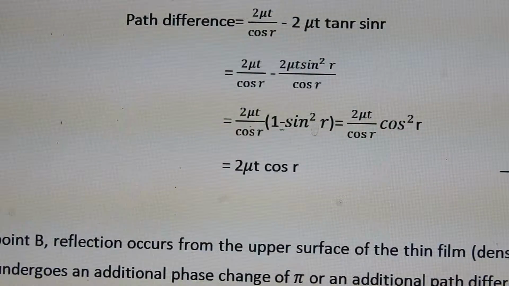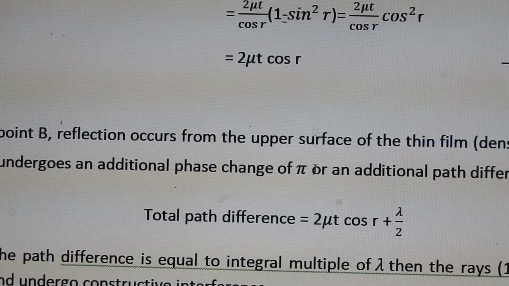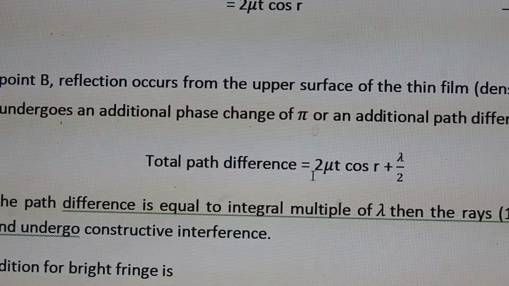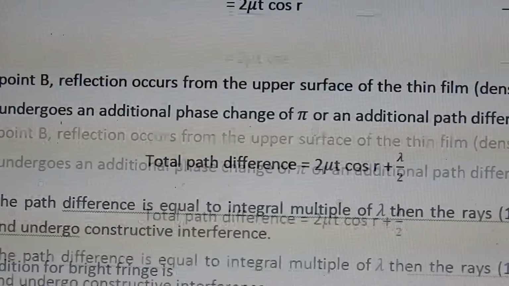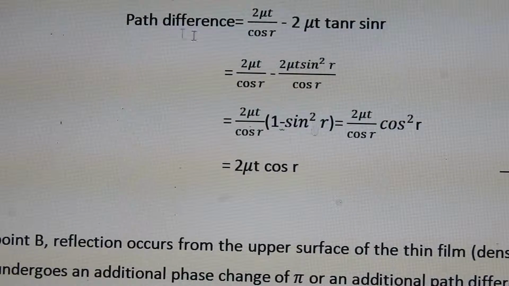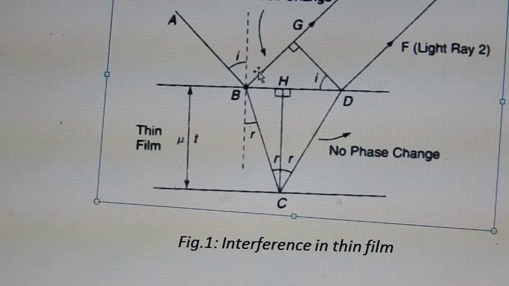Here we have to understand the total path difference. This is the path difference calculated by the film between the first ray and the second ray. Path difference is 2 mu T cos R between this ray and this ray, that is the path difference we have calculated.